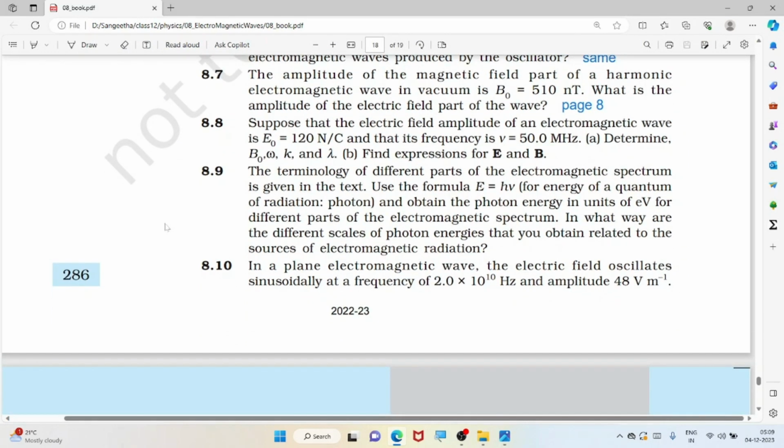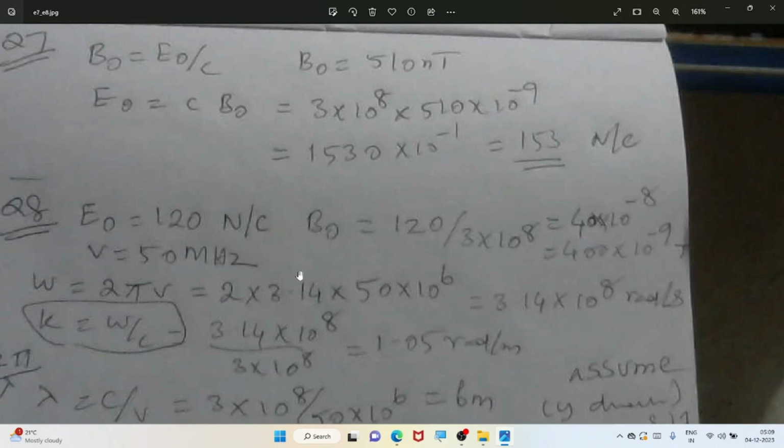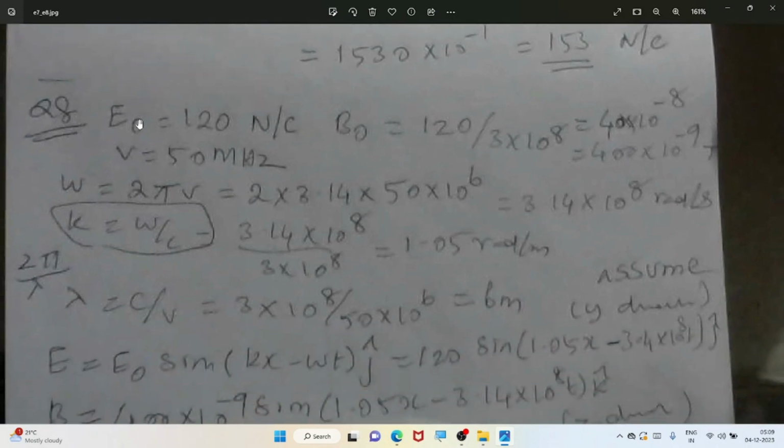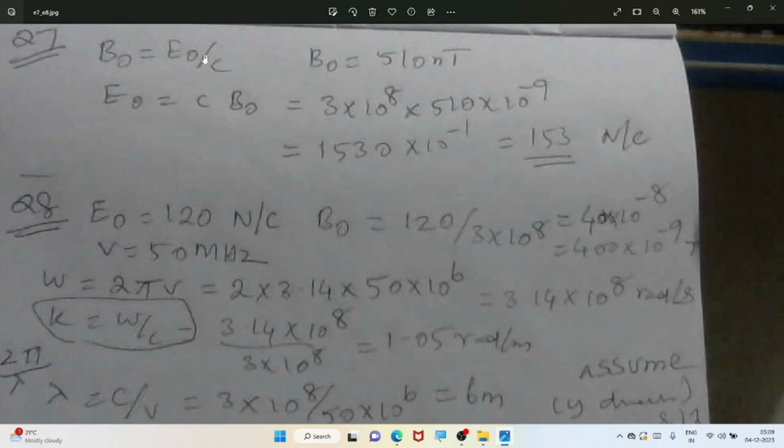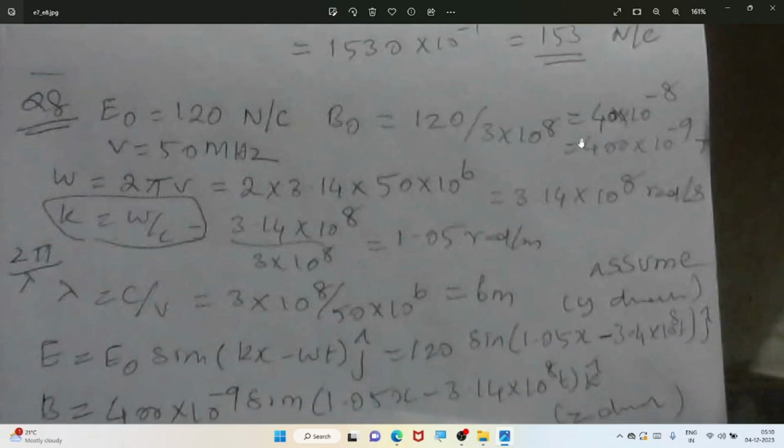Suppose that the electric field amplitude E naught of the electromagnetic wave is given with the frequency; determine the other values. They are in the general form of the equation. These are the given things. E naught, B naught equal to this divided by the velocity of light from the above formula. So we will get the B naught.